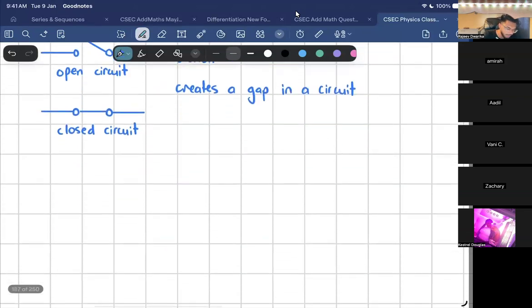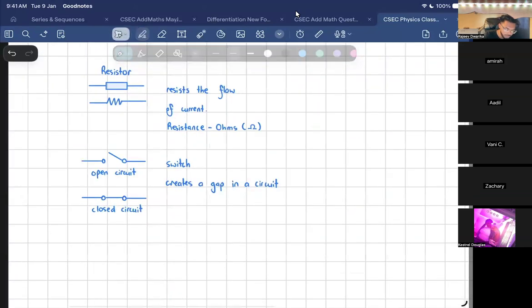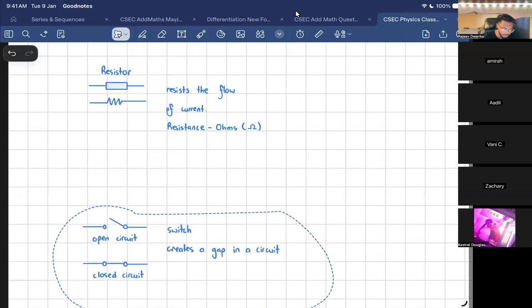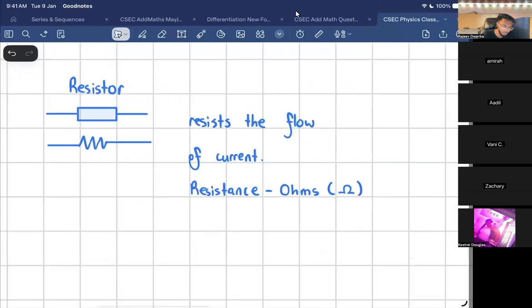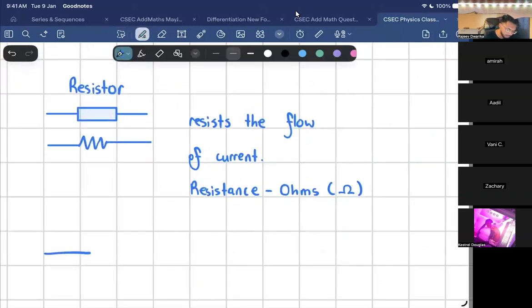Cool. The next one I want to look at comes up all the time. You need to know what a variable resistor is. Do you all know what a variable resistor is? The one where you can control your resistance. Yep. It's typically called a rheostat.